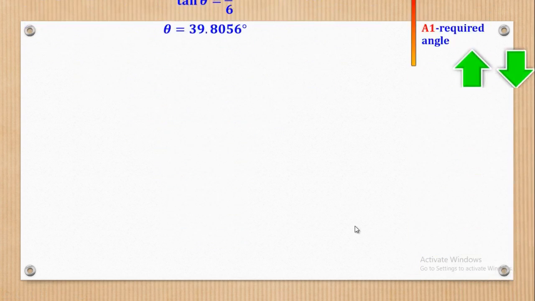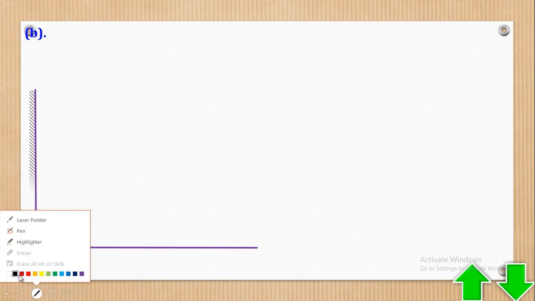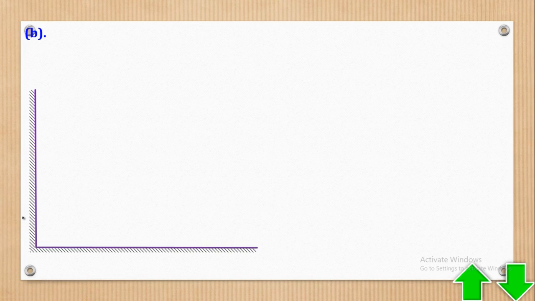Part B, they told us that a man whose weight is 10 times that of the ladder ascends the ladder. So what we do, we have to draw another sketch because the weight has changed. So the vertical wall, horizontal ground, and also the ladder is there. The ladder is AB and inclined at theta. Remember, we have already got the value of theta, but for simplicity, let's first leave it as theta here, because it had a lot of decimal points.